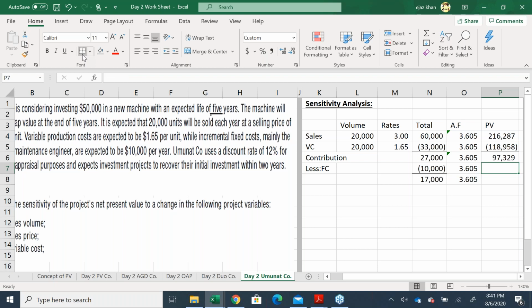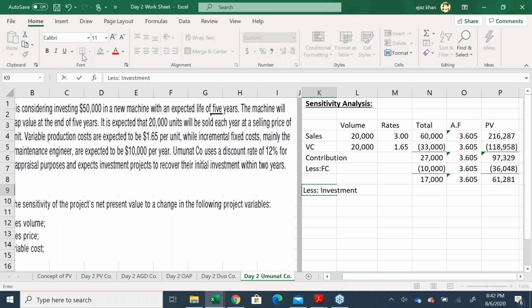And then we will have to multiply the fixed cost with the annuity factor, because this is also the annual figure. And now let's subtract. That's the present value of cash inflows. So 61281. From this, we have to subtract our investment to get the net present value figure. The investment is $50,000. So at the end, this is what our NPV is.